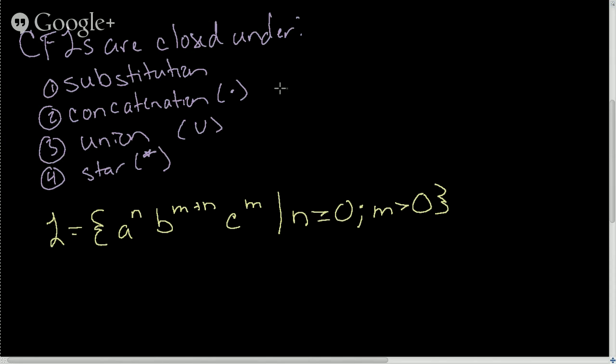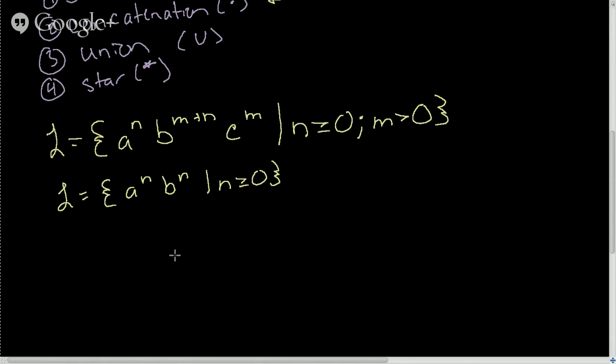Then what we can do is use concatenation. So if we have a language that is A to the n, B to the n, such that n is greater than or equal to 0, you can prove that's context-free. You can create some sort of machine, or you can create a context-free grammar, to show that this is context-free. Anyway, we'll call this L1. So L1 is A to the n, B to the n.